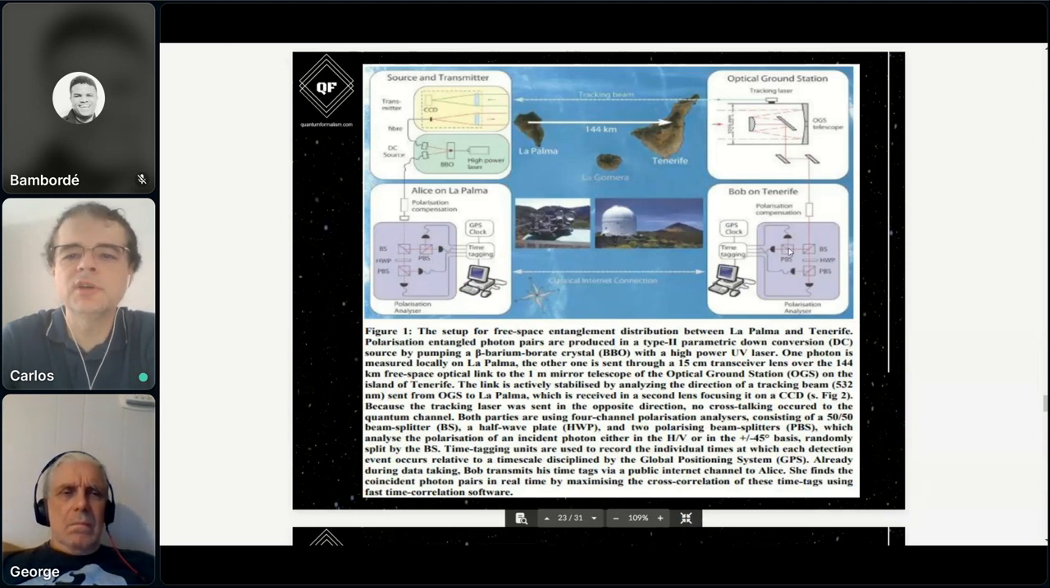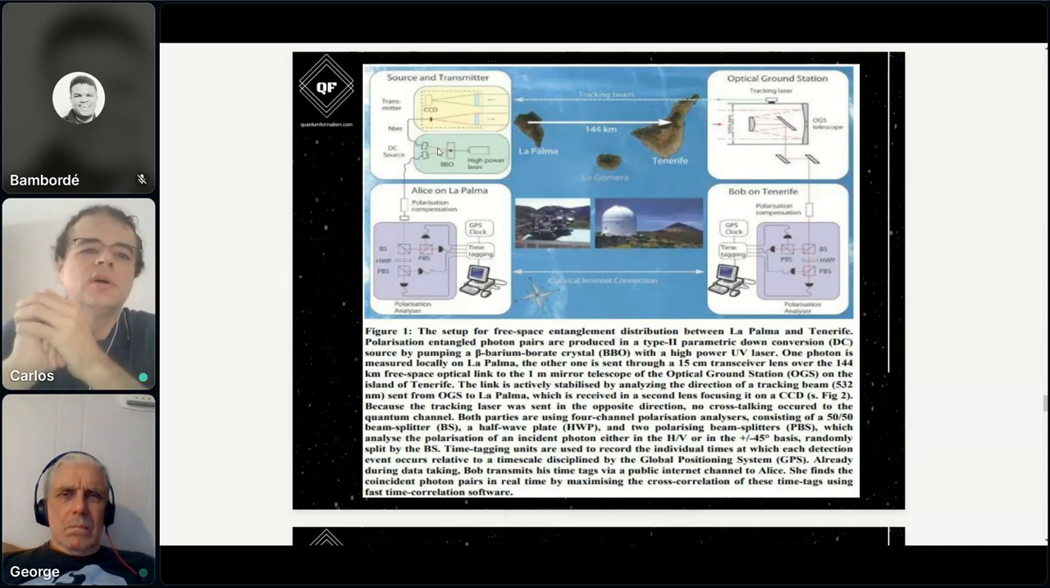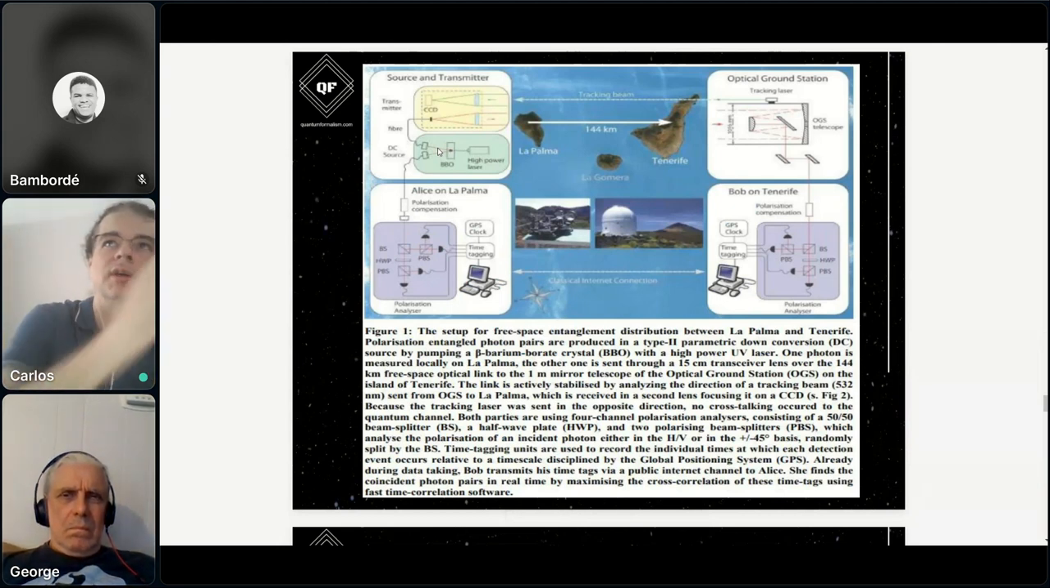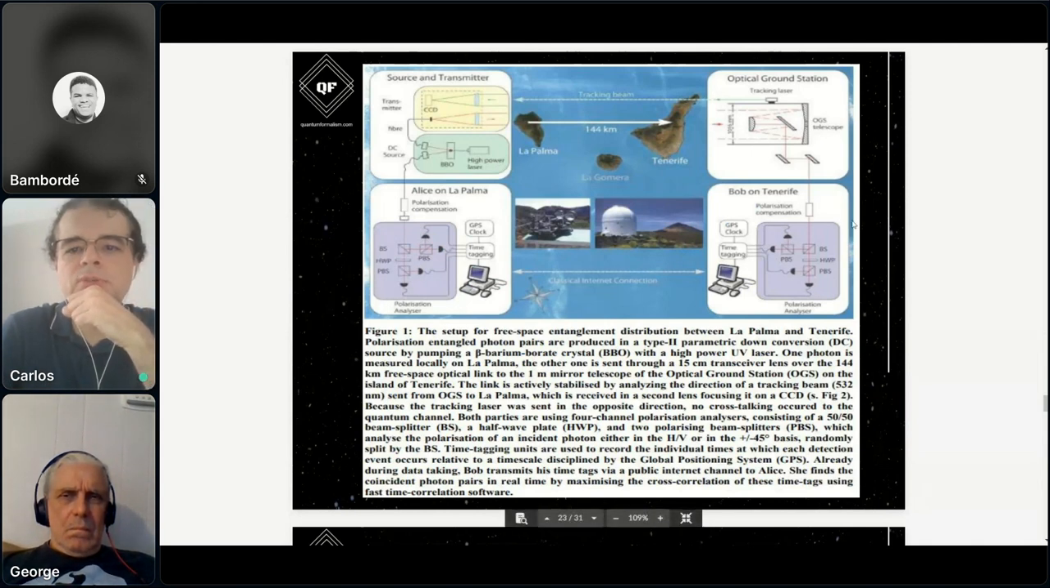The same thing is in the other island, in Tenerife. If you send a pair of photons that are entangled or not, the consequences will be that they violate or not the Bell inequality. So we have the same thing here in this station in Tenerife.